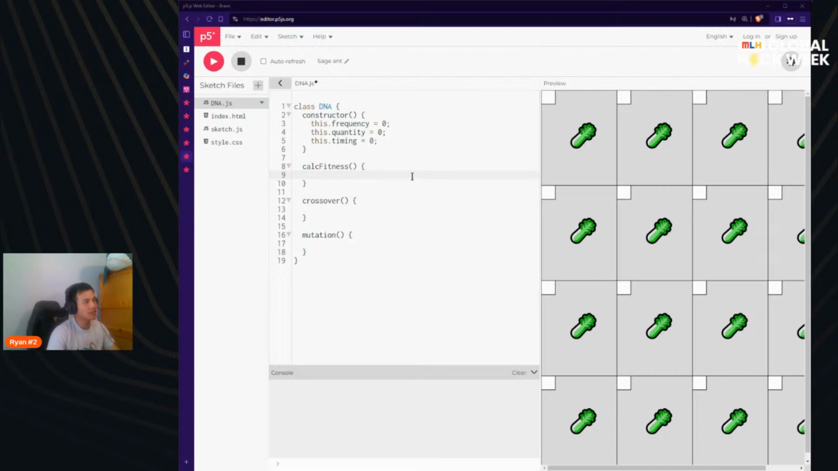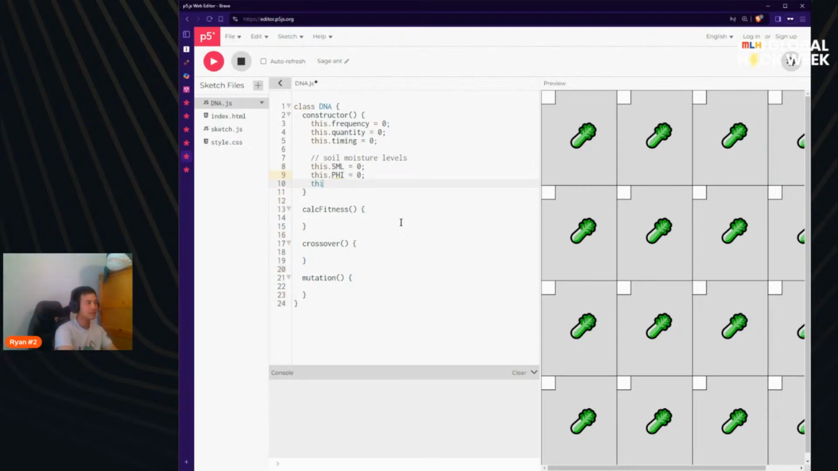Okay, so we know that the components of fitness are the moisture levels. Let's see. Should I add that to this? Let's for now add that in. We're gonna call this SML. PHI. We're gonna give that a capital so that we remember that it's an acronym. WUE. Okay. There we go. Calculating the fitness.